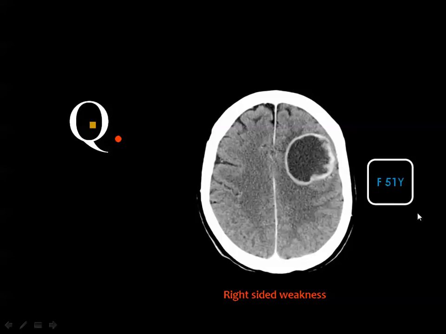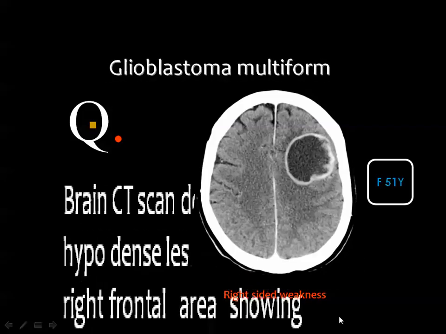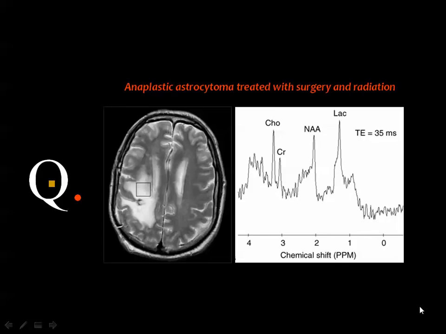Female, 51 years old with right-sided weakness, and CT scan of the brain after contrast showing a marginally enhancing lesion in the left frontal lobe with non-uniform thickness of the enhancing margin and little perifocal brain edema. What do you think? Glioblastoma multiforme. And this is a patient with anaplastic astrocytoma treated by surgery and irradiation.